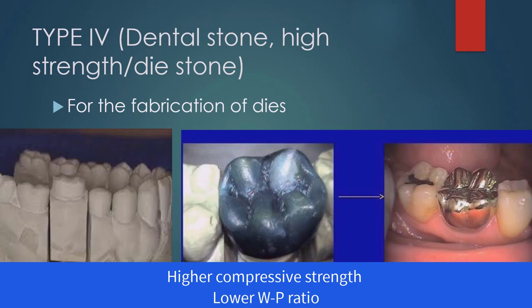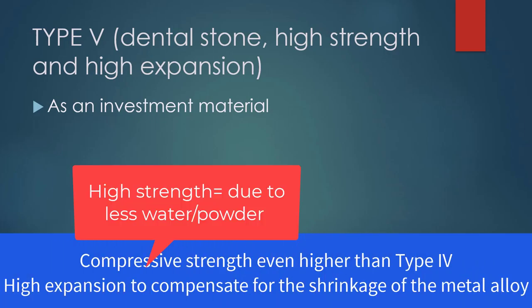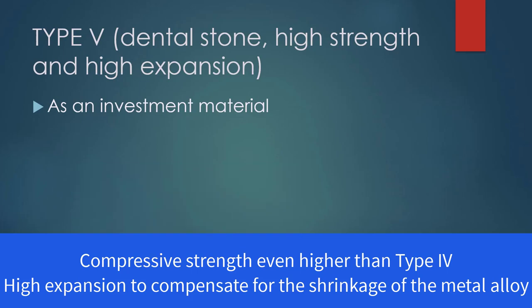And it should be flush with the margins of the die, and for this purpose we use a sharp instrument for carving of the wax. Therefore, the die stone upon which the wax is laid must be resistant to abrasion. Later, this wax is melted and a metal comes in place of this wax, and hence a dental appliance such as a crown is made by replicating the outline of the tooth. The type 5 gypsum product exhibits even higher compressive strength than the type 4 dental stone, and the improved strength is attained by making it possible to lower the water powder ratio even further than that used for the type 4 material, as I had already mentioned earlier.